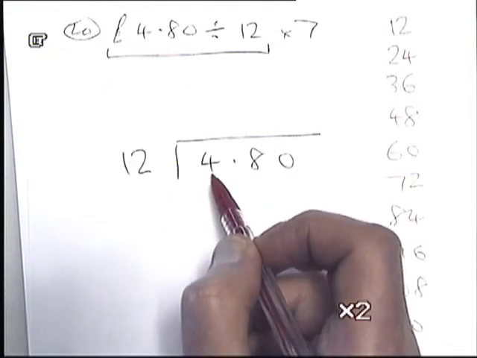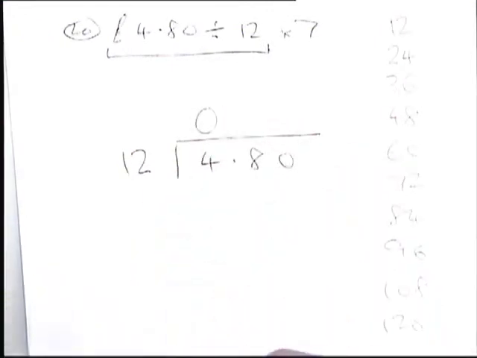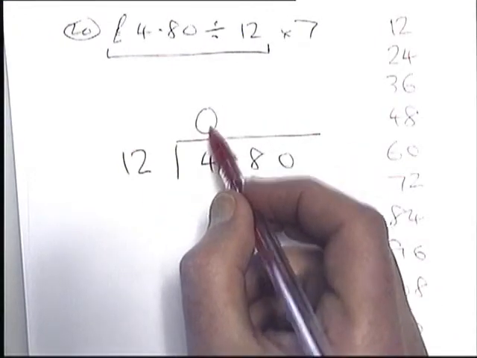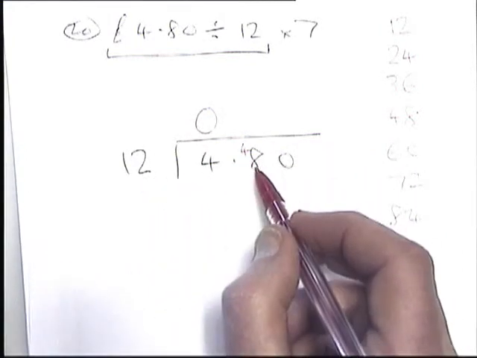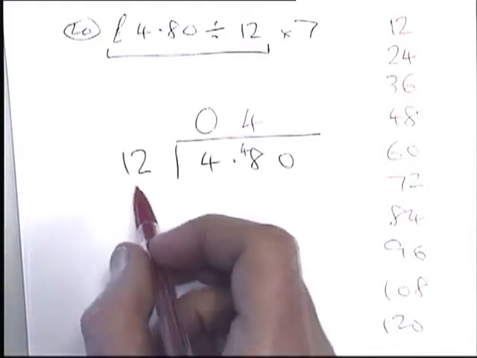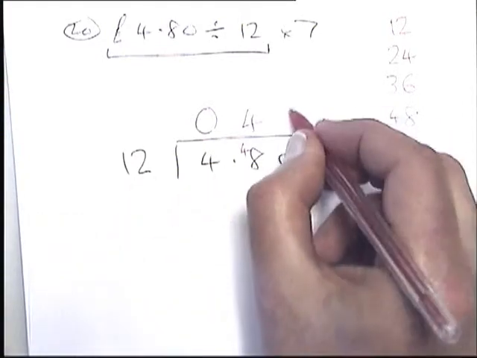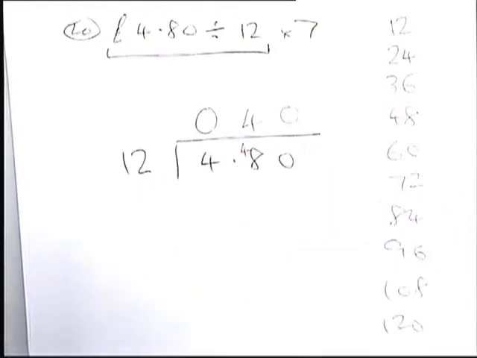12 into 4 won't go. 4 is smaller than 12, so 12 will not go into 4. Put a naught there. And if you put a naught there, this number always goes here. 12's into 48. 48 is in my list. It's the 4th number down. So it's a 4 that gets written there, and there's no remainder. 12 into 0 is 0. If there's ever a 0 here, it's always a 0 at the top.